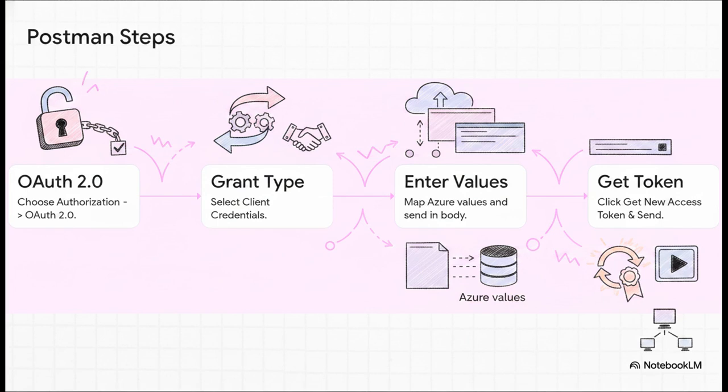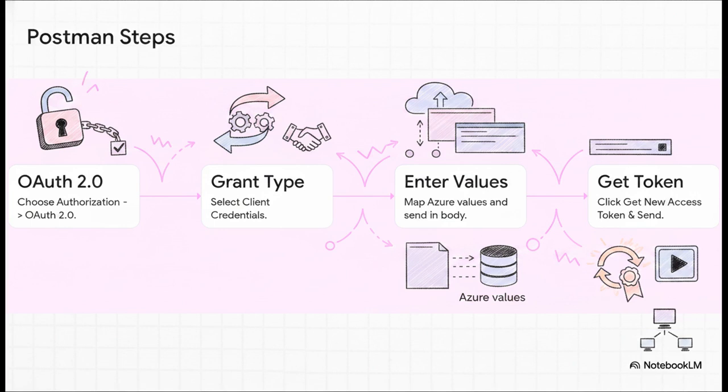Let's actually walk through those final clicks in Postman. Open your test API URL. Under the Authorization tab, select OAuth 2.0. For Add Authorization Data to, select Request Headers. Next, choose Client Credentials for the grant type.